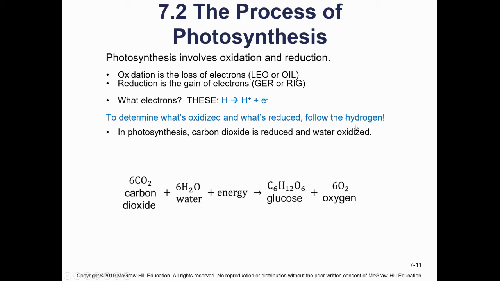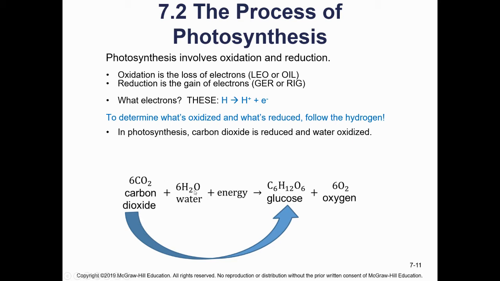If we lose a hydrogen, that's loss of electrons, oxidation. When I say electron, I mean hydrogen. So if I lose a hydrogen, I've been oxidized. If I gain a hydrogen, I've been reduced. Here in photosynthesis, carbon dioxide doesn't have any hydrogens, so it can't lose them. So it must gain them. So carbon dioxide will be reduced. And if I put those hydrogens in, I get C6H12O6. Carbon dioxide is reduced to glucose.